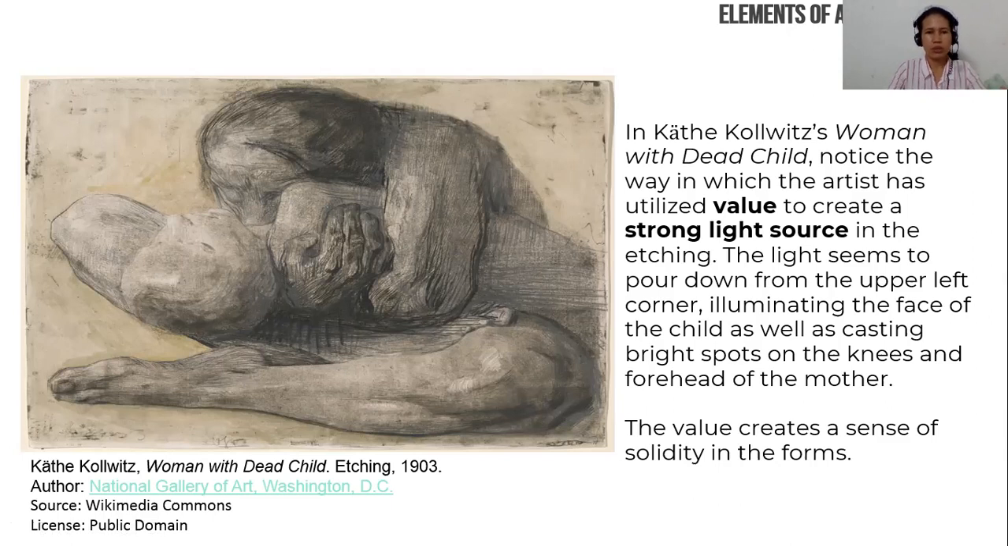So doon pa lang makikita mo na yung damdamin, no, yung emosyon at yung nais ipahatid ng kanyang mga artwork. So this particular example, Woman with a Dead Child, okay? So ito ay ginawa ni Katie Kollwitz, okay? Na parang masasabi natin nagpapakita nga ng mga pangyayari sa buhay ng mga tao, yung sobrang kalungkutan sa buhay ng isang nanay na katulad ng example nito.